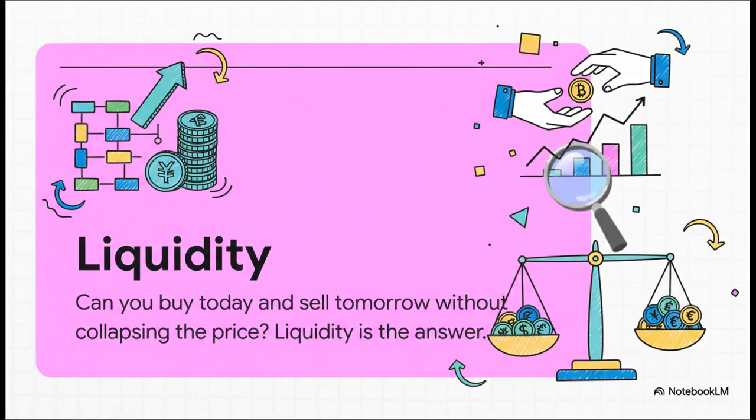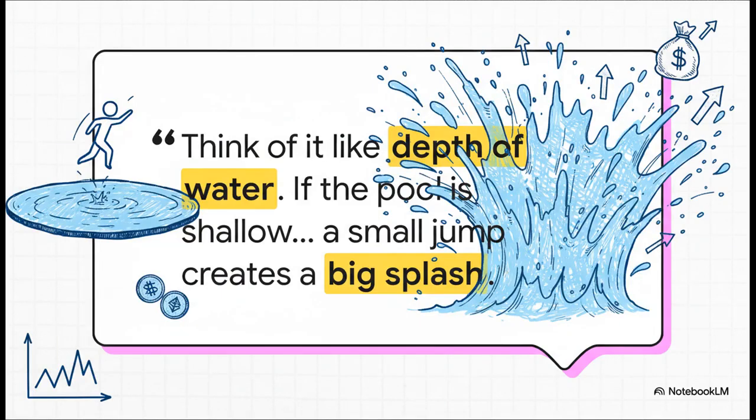Okay, our last concept is liquidity. And honestly, this might be the most overlooked metric of them all, but it answers a super simple, absolutely vital question. If you decide to sell, can you actually get out of your position without the price tanking on you? I absolutely love this analogy. It just makes the concept click instantly.